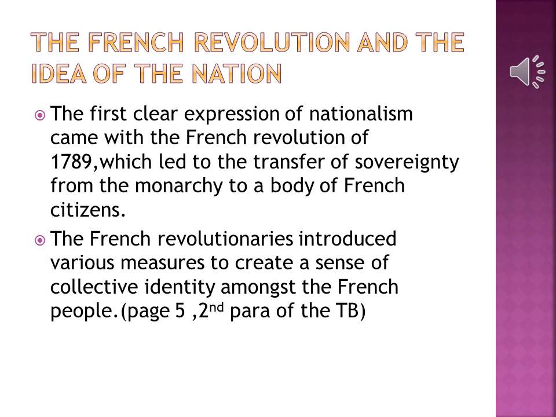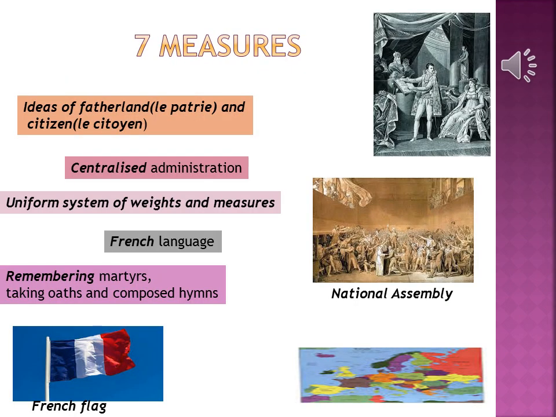Let us see what are those measures taken by the revolutionaries. The 7 measures, I've written just the points over here. The first point is the ideas of La Patrie and Les Citoyens emphasized the notion of a united community enjoying equal rights under a constitution. That means an idea of fatherland, that is, France is our fatherland, and we are all citizens enjoying equal rights under a constitution, was developed among the French people.